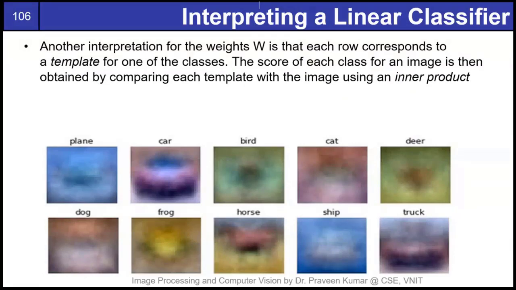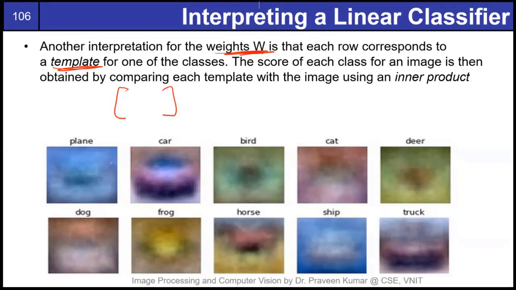Another way to interpret this linear classifier is to look at the weights that are being learned. Depending on the number of input values, we are learning certain weights, and if we rearrange those weights into a 2D matrix, we can visualize it as an image. It is kind of a template: the classifier is basically learning a template for that particular class.